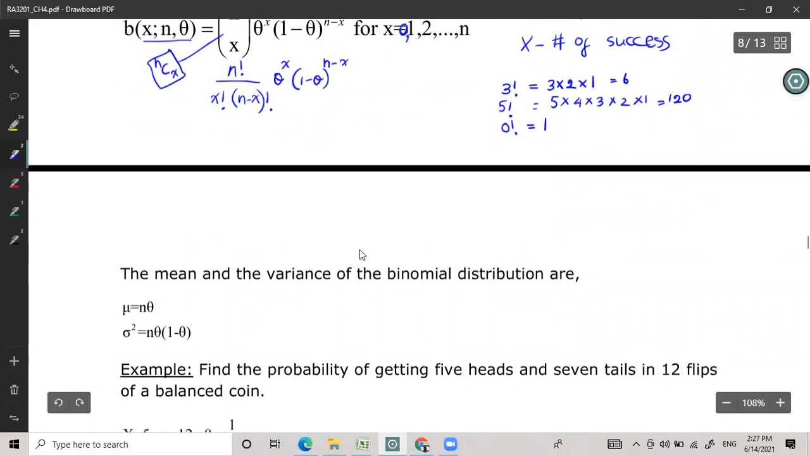And then the mean and the variance of a binomial distribution are defined. So very easy. When you know the parameters n and theta, these are the equations. This is the expected value. This is the variance of a binomial random variable.